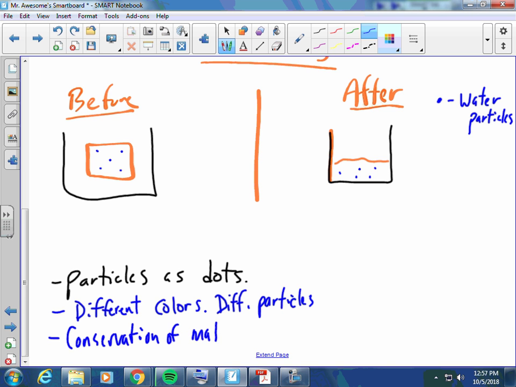And the third thing is conservation of matter. Okay? Which means the amount of dots is important. And the reason why the amount of dots is important is whatever number we have in the beginning model total, we should have those at the end as well. Okay?